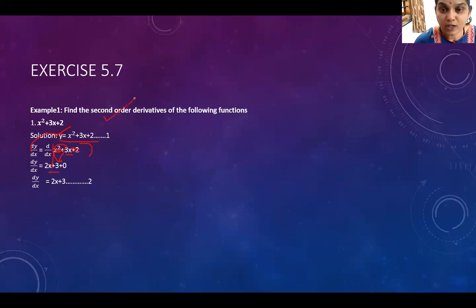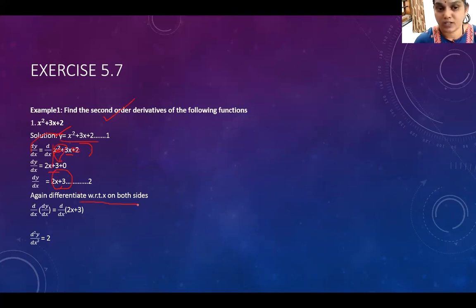I want the second order derivative here, so I have to once again differentiate with respect to x on both sides. Then d by dx of dy by dx is d by dx of 2x plus 3. 2 is a constant as it is, the derivative of x with respect to x is 1, plus 3 is a constant. So the second order derivative of the given function is 2.